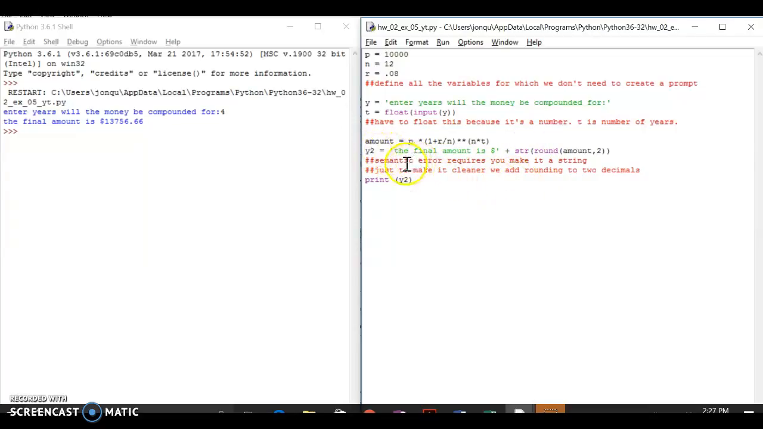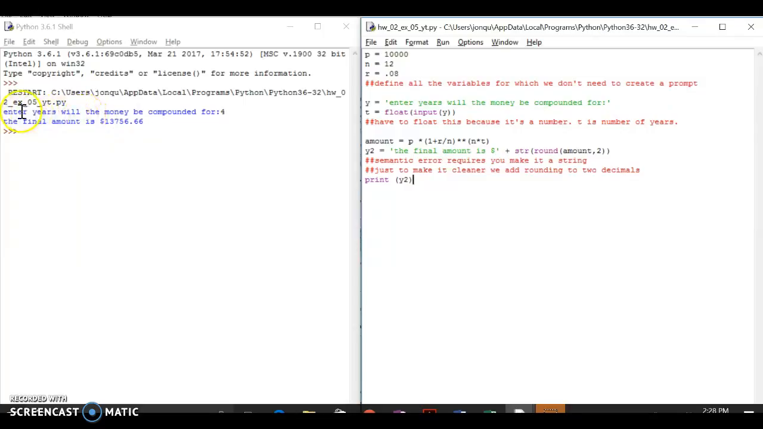And so what we did was we created the prompt as y, and then I just named it y2. So what we're saying here is y2 is going to be the final amount of money, of dollars, and it's going to be the amount that we defined in the line above. Because the final amount of dollars is in quotation, so that's a string, we need to change that amount back to a string. So that's what we do here. Otherwise, we're going to get a semantic error. And then just to make it cleaner, we added round to 2 decimal places here. So once we've got that all in, all we have to do is print and run it.